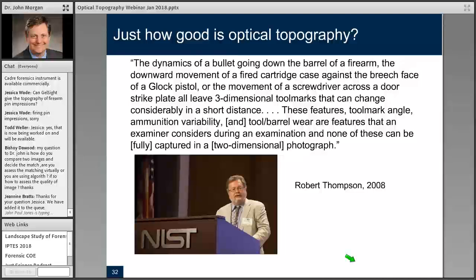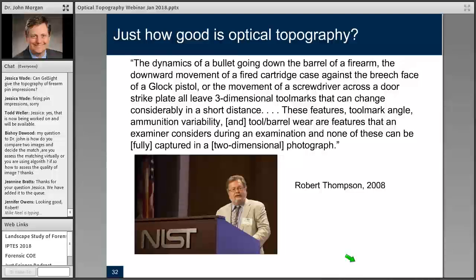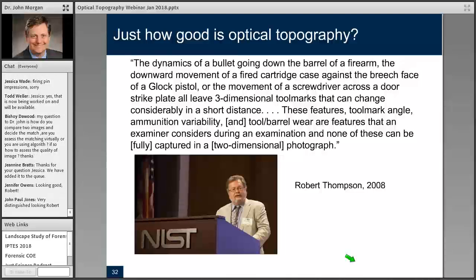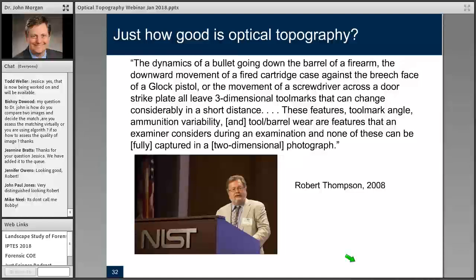The dynamics of a bullet going down the barrel of a firearm, the downward movement of a fired cartridge case against the breech face of a Glock pistol or any pistol, or the movement of a screwdriver across a door strike plate, all leave three-dimensional tool marks that can change considerably in a short distance. These features, tool mark angle, ammunition variability, and tool barrel wear, are features that an examiner considers during examination, and none can be fully captured in a two-dimensional photograph.